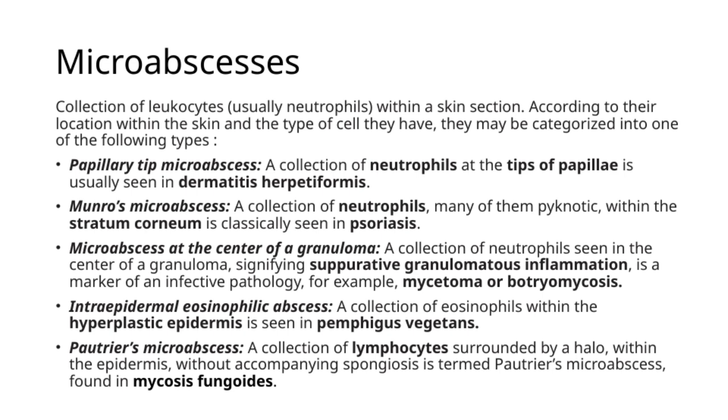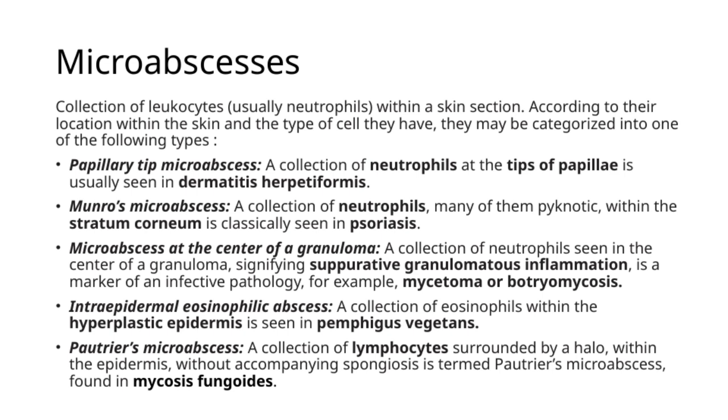Then, we see microabscesses at the center of a granuloma. These are collections of neutrophils within granulomas, indicating suppurative granulomatous inflammation. Such microabscesses suggest infectious causes like mycetoma or botryomycosis. We also have intraepidermal eosinophilic abscesses, which are collections of eosinophils within the hyperplastic epidermis, typically seen in pemphigus vegetans.